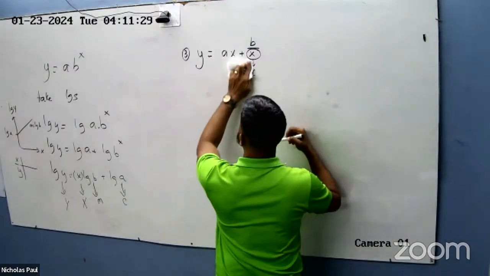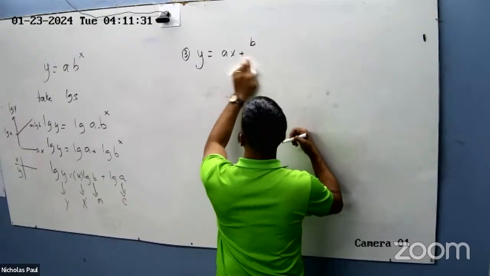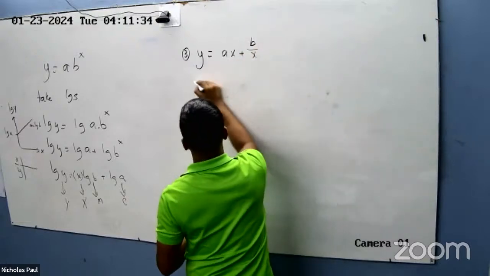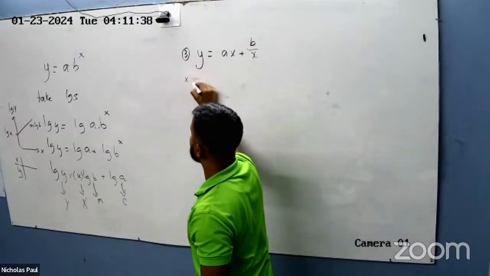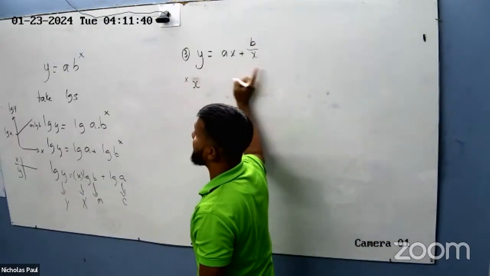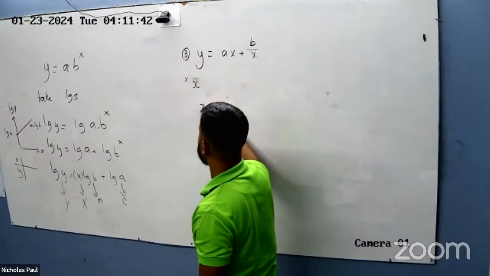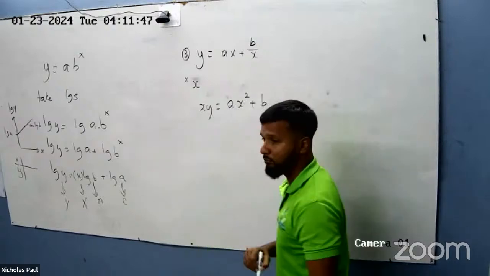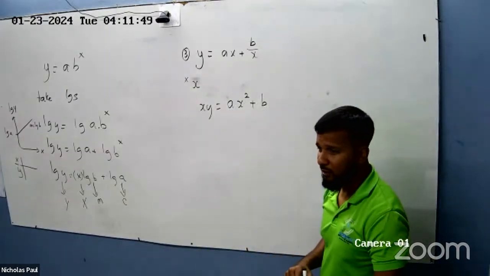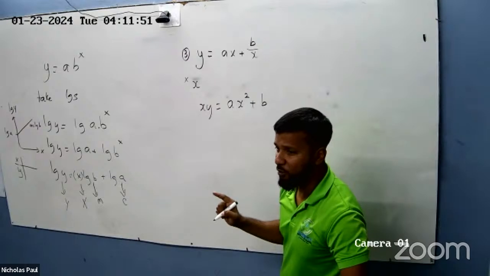So this young fella here, sit down there, said to multiply by x. Right? So when you multiply everything by x, you'll get xy is equal to ax squared plus b. Now, looking good? Let's see if it satisfies all the rules.